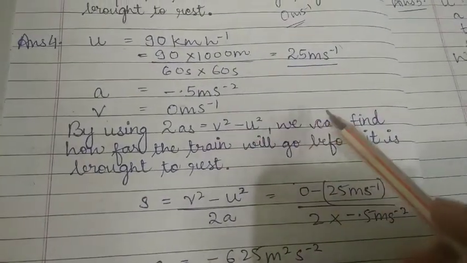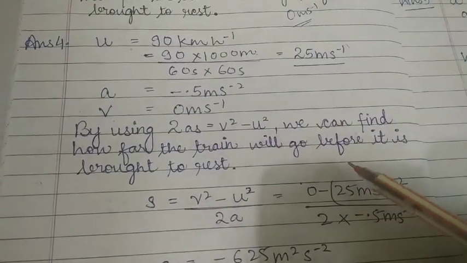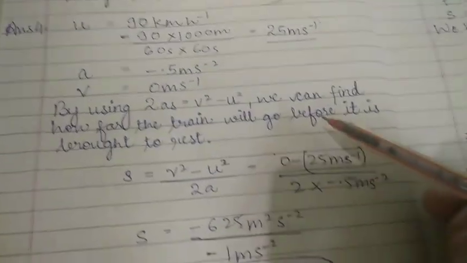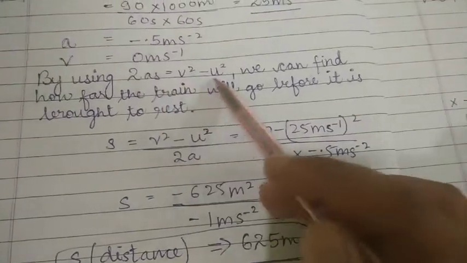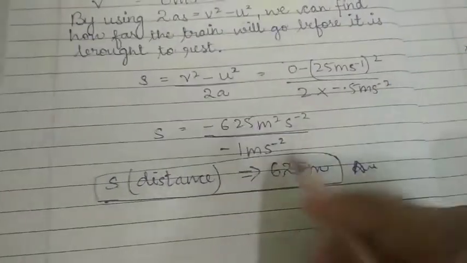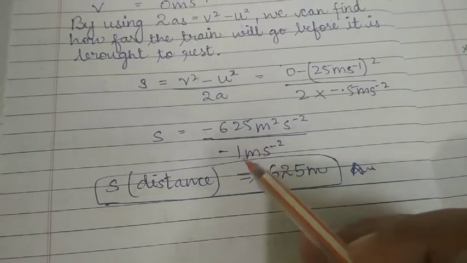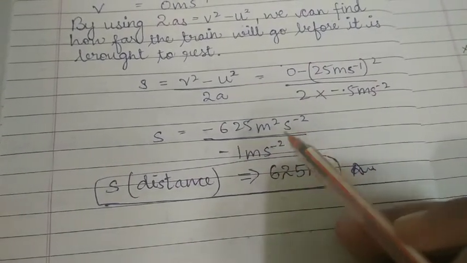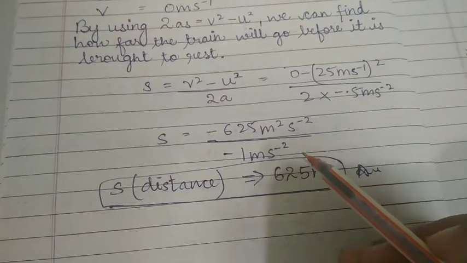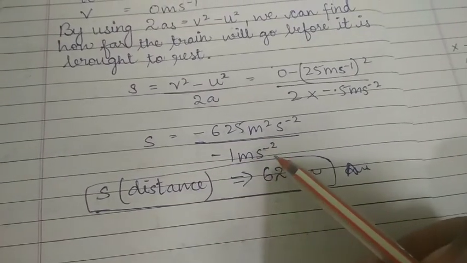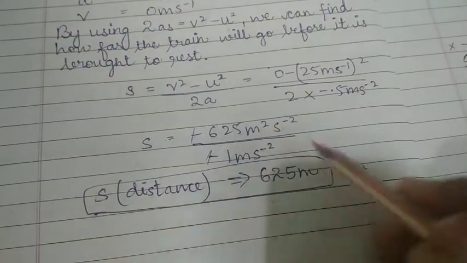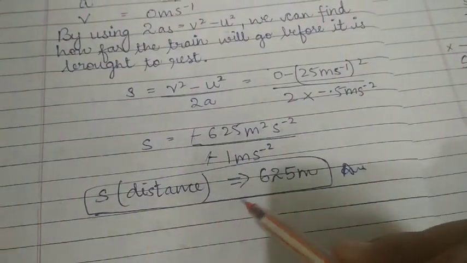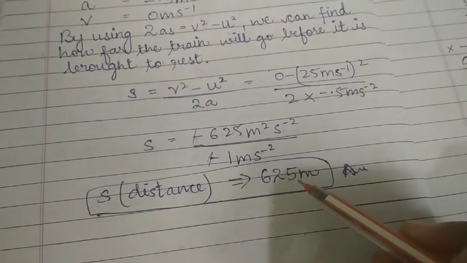So by using the formula 2as is equals to v square minus u square, you can just easily find how far the train will go before it is brought to rest. So just find the value of distance by using the formula which I have just suggested. So by this you will get the distance as minus 625 meter square per second square divided by minus 1 per meter square. The minus will cut and you get the answer as 625 meters.